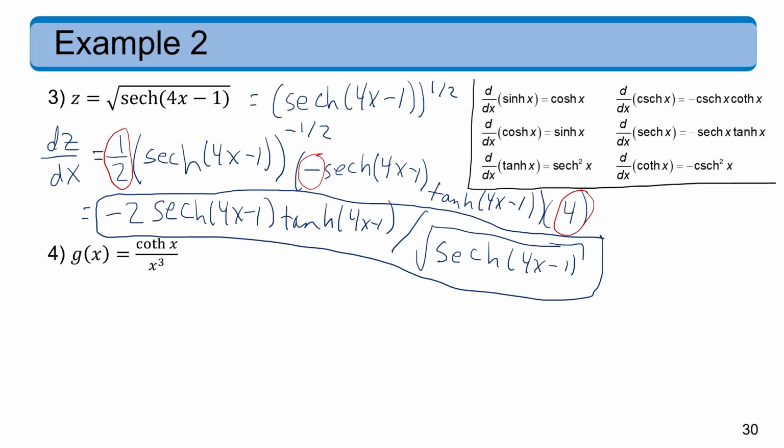Now let's go to number 4. This one is a quotient rule. Now I just wanted to mention this, and some of you may have thought of this before. If you don't like using the quotient rule, because it is a little bit involved, you can always rewrite quotients as products. So if you wanted, we could rewrite this as g of x equals x to the negative 3 times hyperbolic cotangent of x.